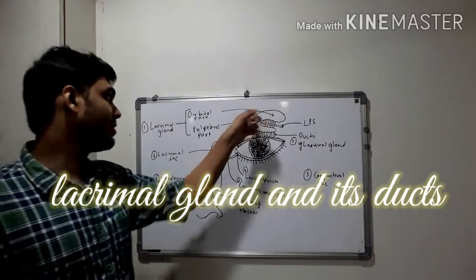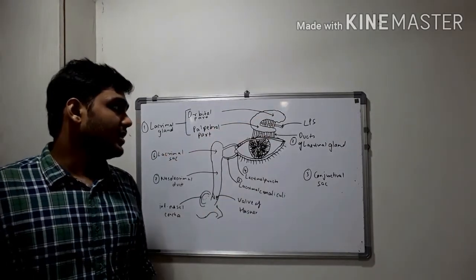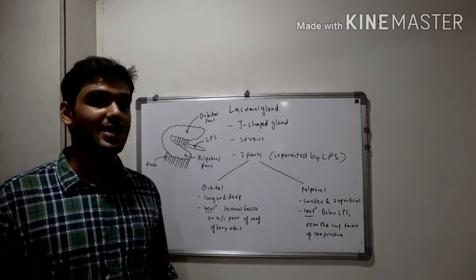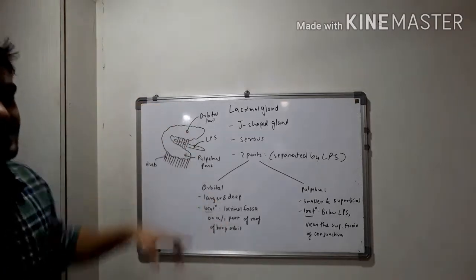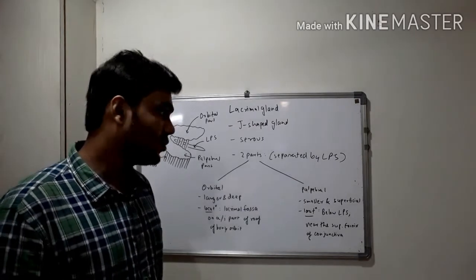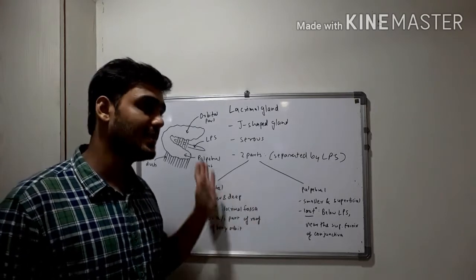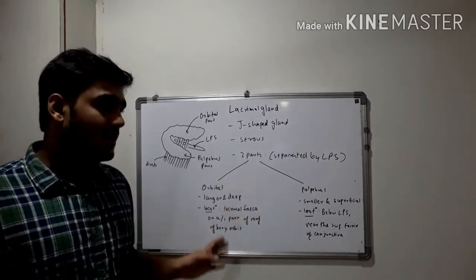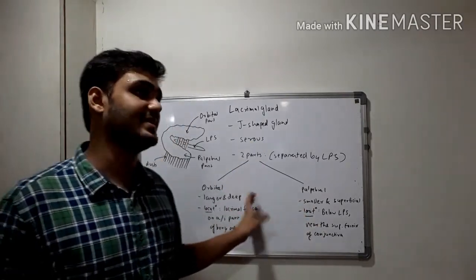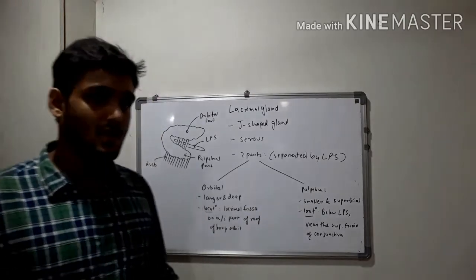The lacrimal gland has 2 parts, an orbital part and a palpebral part. Then we have the ducts of the lacrimal gland, which open into the conjunctival sac. The lacrimal gland is a J-shaped gland, and it's a serous gland. It's divided into 2 parts by the muscle levator palpebrae superioris. The 2 parts are the orbital part and the palpebral part. The orbital part is larger and deep, and the palpebral part is smaller and superficial. Means exactly the opposite, and it has 2 S, so it can be easy to remember.